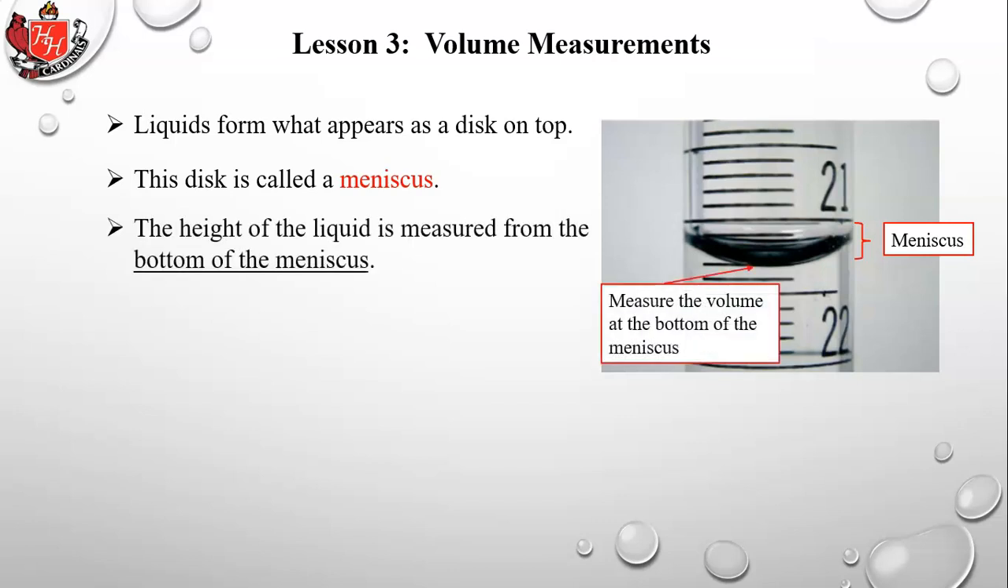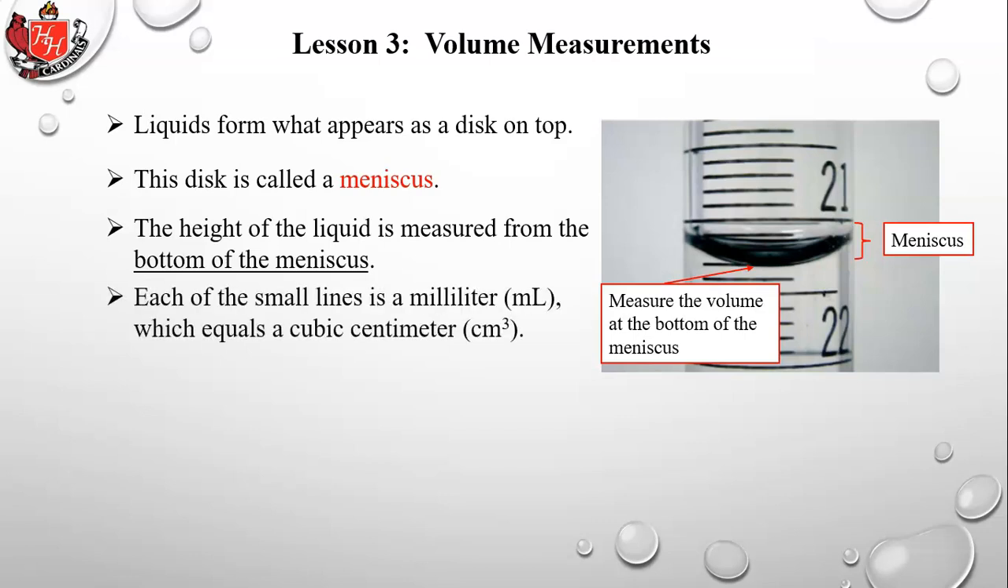The height of the liquid is measured from the bottom of the meniscus. So right where that red arrow is pointing, that's what you measure from, not from the top. The reason is, if you could really see inside that meniscus, it's air. That liquid, which is water, is kind of creeping up the sides of the burette, so that's really just empty space inside of that meniscus. So really what you're reading is the bottom of the meniscus. Each of the small lines is a milliliter, mL, which equals a cubic centimeter, cm³.